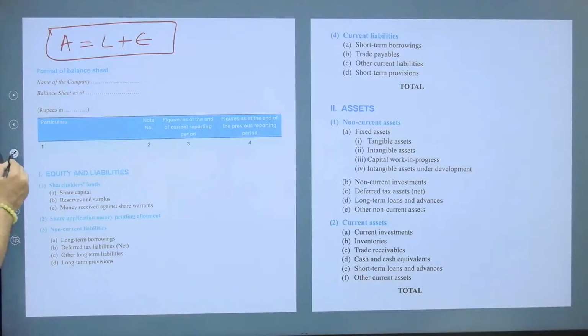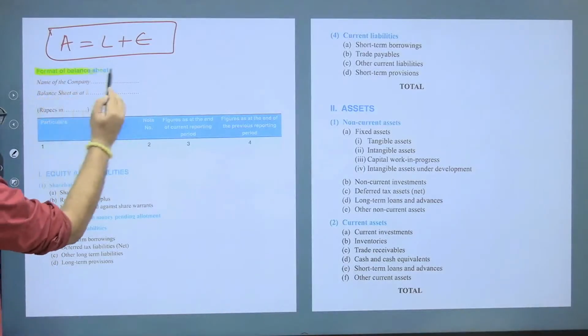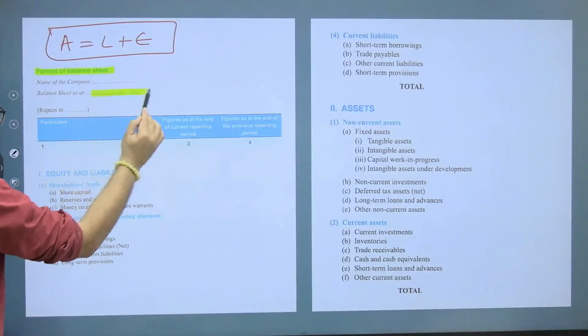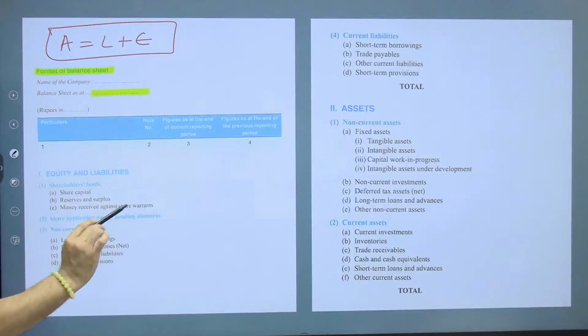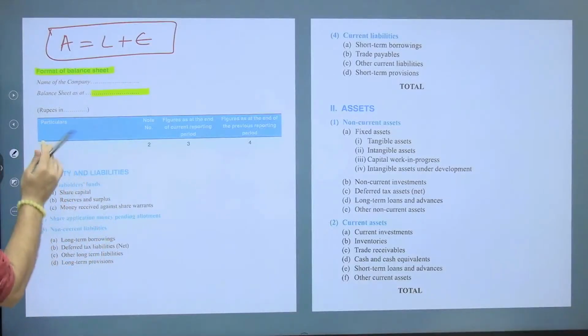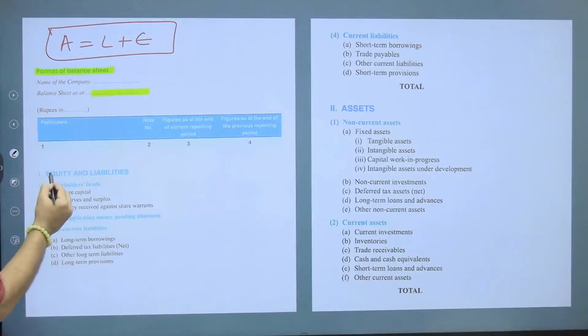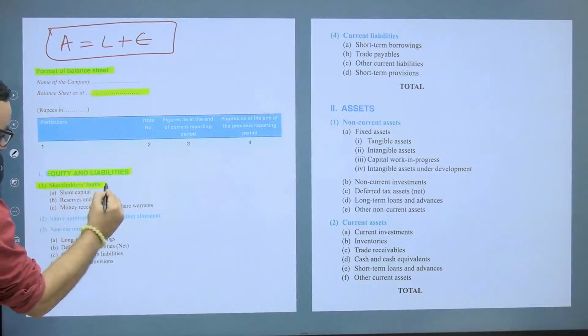Now if you see the format of the balance sheet: name of the company, balance sheet as on 31st March 2024-25, whatever the year is. These are the heads. First, equity and liabilities. So first we have equity and liabilities, which start with shareholders' funds.